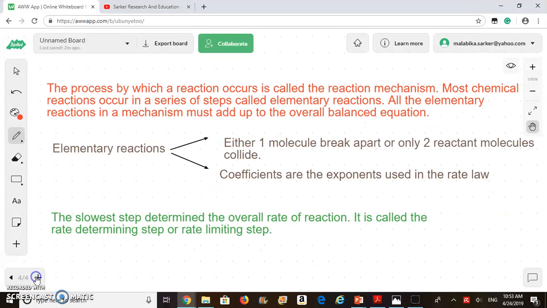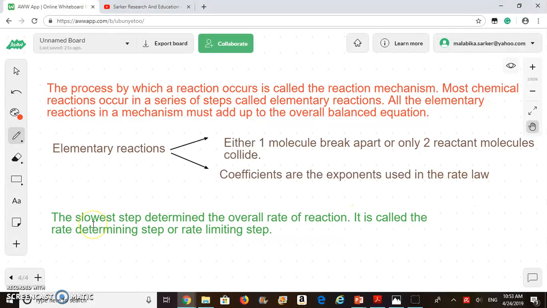Now let us understand what a reaction mechanism is. The process by which a reaction occurs is called the reaction mechanism. Most chemical reactions occur in a series of steps called elementary reactions. All the elementary reactions in a mechanism must add up to the overall balanced reaction. What are the features of an elementary reaction? In an elementary reaction, either one molecule breaks apart or only two reactant molecules collide, and the coefficients of the elementary reaction are the exponents used in the rate law.